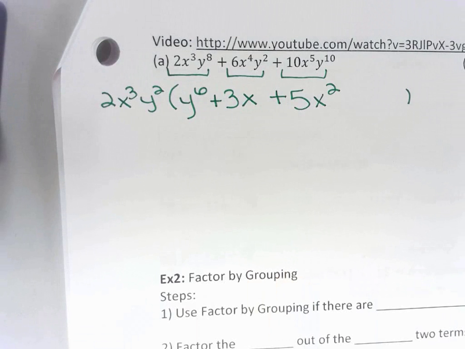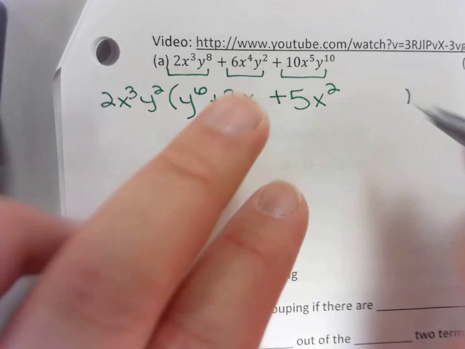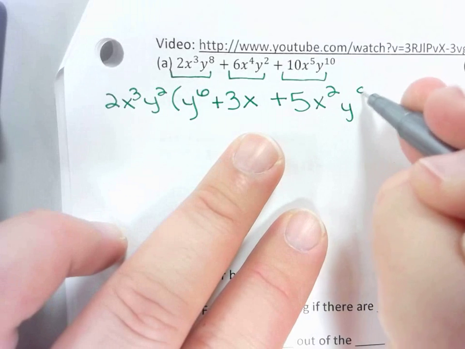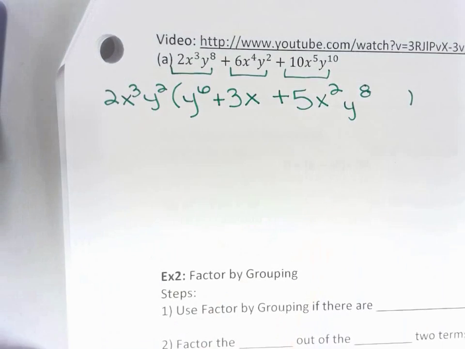I started with y to the 10th. I took out y to the 2nd, so I'm going to have y to the what left? 8. Now, you can always, like I said, distribute to make sure it is correct. If you go through and distribute it, you can always check.